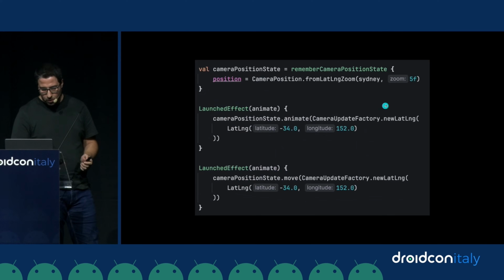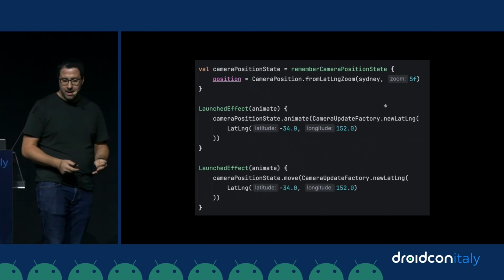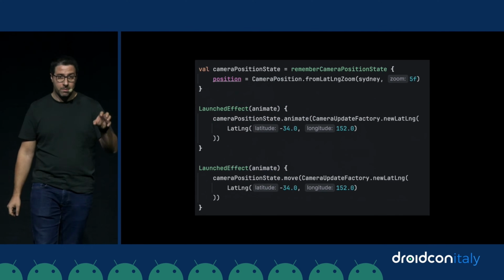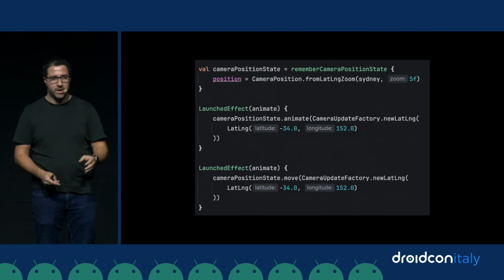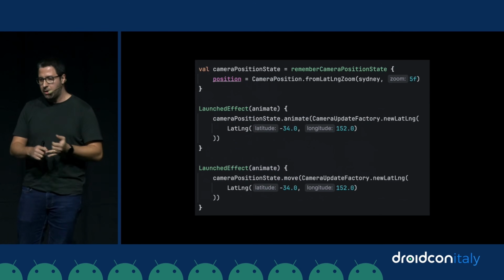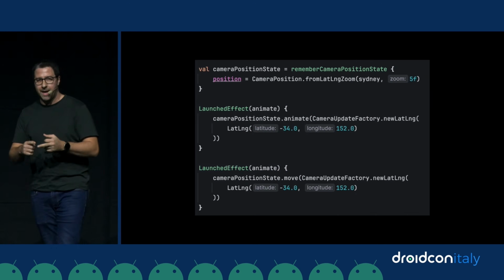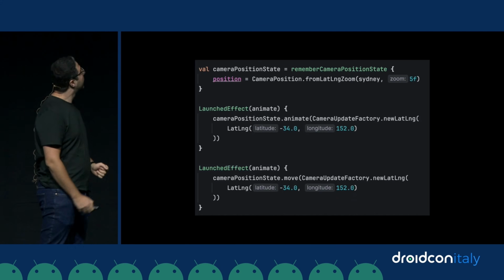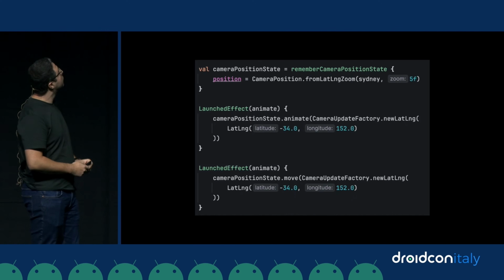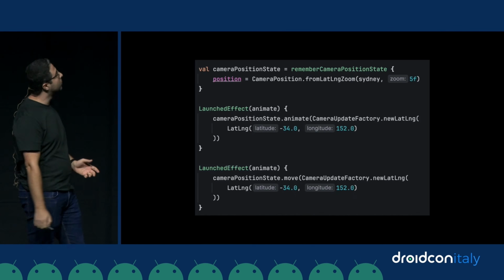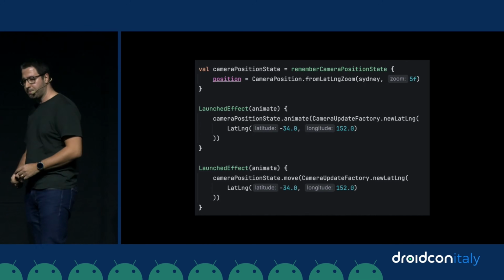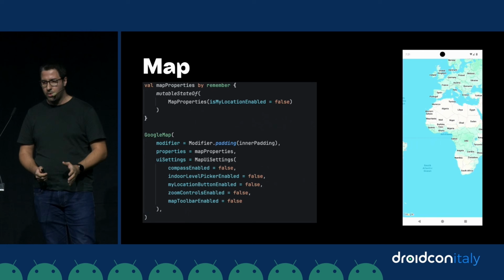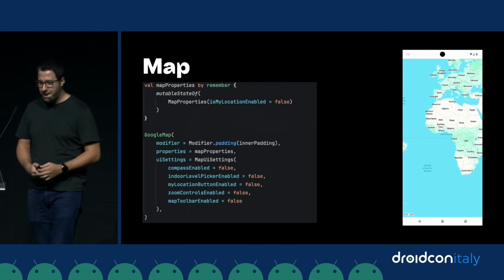The other parameter was the camera position state, and camera position state basically allows you to configure the point of view from the user to the map. So you can configure the center of the map, you can move the map instantly, you can animate the map, basically running some code like this. Of course, important to note that all of the animations need to run inside a launched effect or some suspended function. But these are probably the three most important configurations of a map.